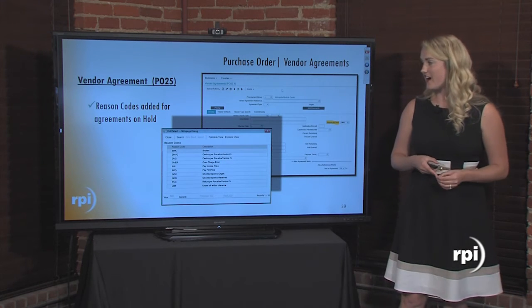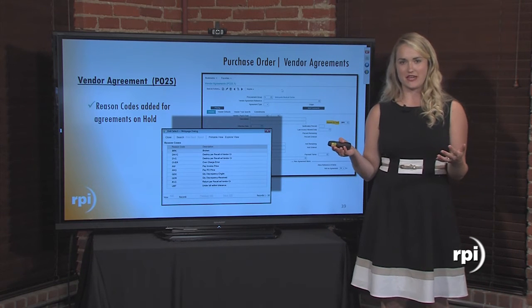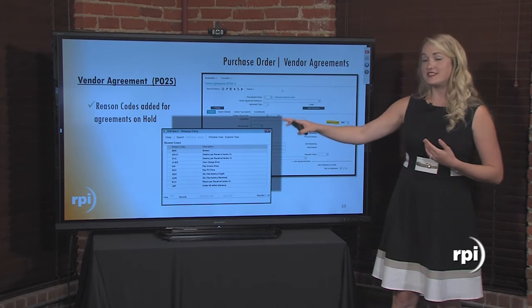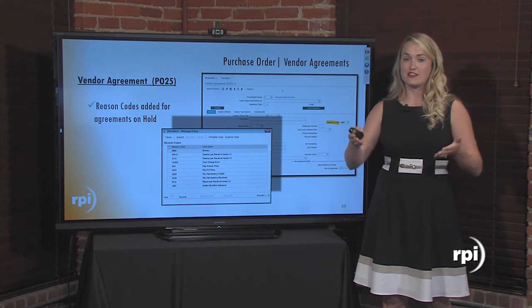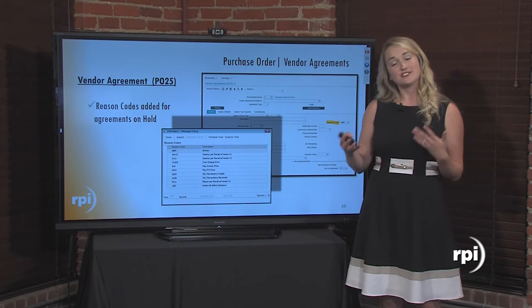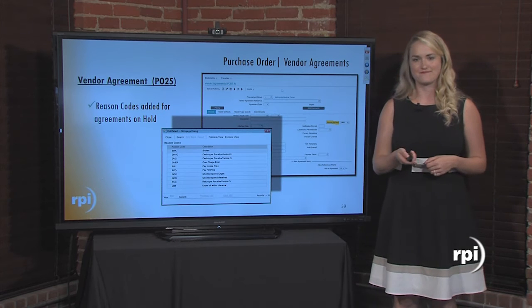And on PO25, sometimes you'll come up to a vendor agreement, and it'll be on hold. You have no idea why. So now they've added reason codes so that you can actually put in a reason why it's on hold so you don't have to go searching around through your emails, trying to find why it's on hold. So it makes things a little easier for you, a little less work.